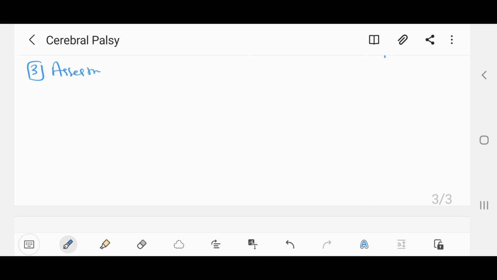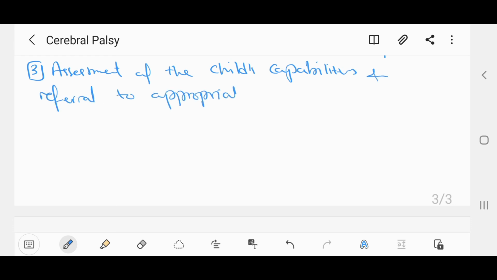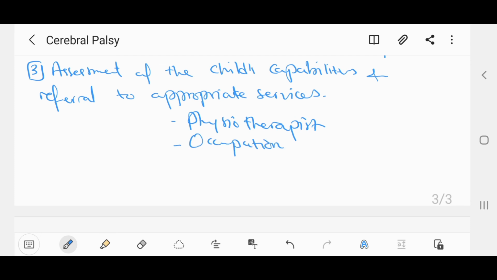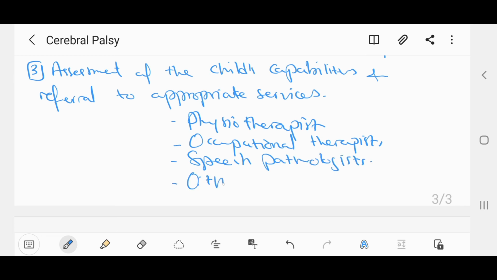So number 3 is assessment of the child's capabilities and referral to appropriate services for the child and family. So here the most important thing is the role of the team. Assessment by a multidisciplinary team is essential. This team includes physiotherapists, occupational therapists, speech pathologists, orthotists, medical social workers, psychologists, special education teachers and nurses.